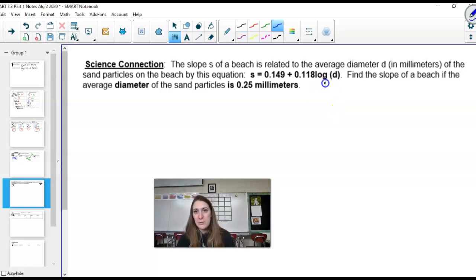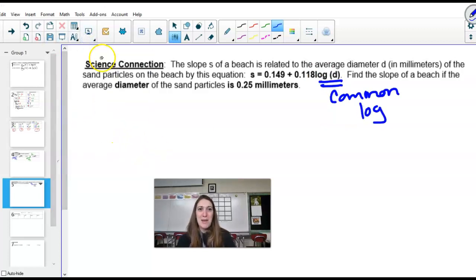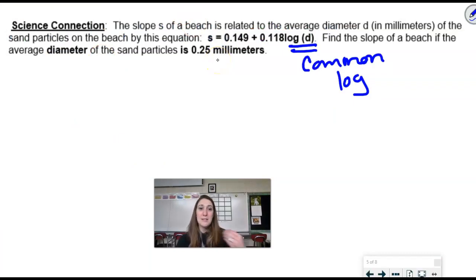A new friend here that we might notice is the common log. There's actually a ton of applications in math and in science, using common logs and natural logs. Tons of applications, guys. I'm talking tons. And it's kind of kooky that so many things in nature behave in a logarithmic pattern. But this one's not too bad.